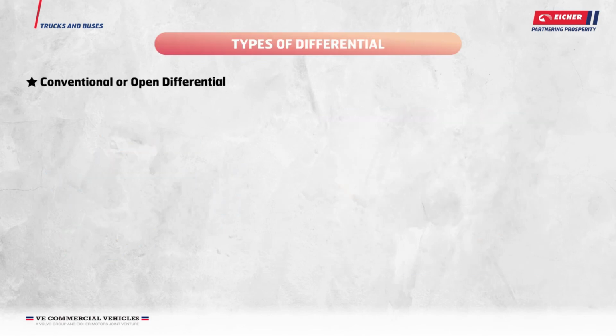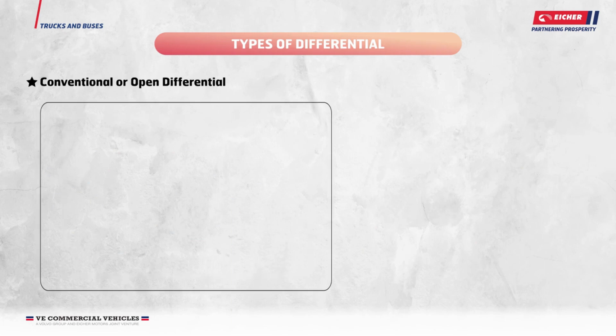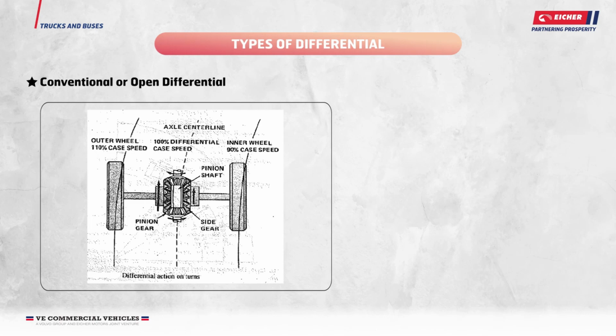Conventional or open differential. Let us now see how the differential functions during straight path and during turns. The vehicle moves straight. In this case, the spider gear rotates along with the ring gear, but does not rotate on its own axis. So, the spider gear will push and make both the side gears turn, and both will turn at the same speed. In short, when the vehicle moves straight, the spider side gear assembly will move as a single solid unit.